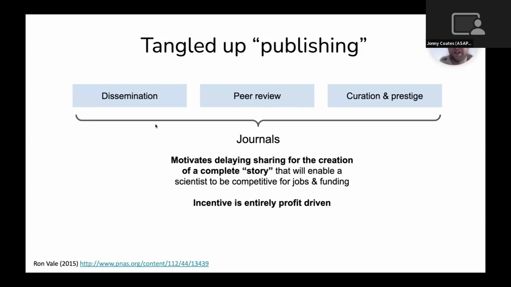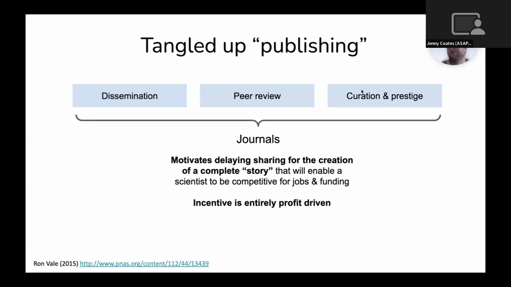And so what we really need to do is disentangle these steps and make them separate individual steps. So dissemination should be preprints. Peer review should be preprint peer review and should be open and transparent. And then curation and prestige should also be separated out. So curation could be where journals come in and they actually bring together things that they deem would actually be quite impactful, however they might want to measure that.